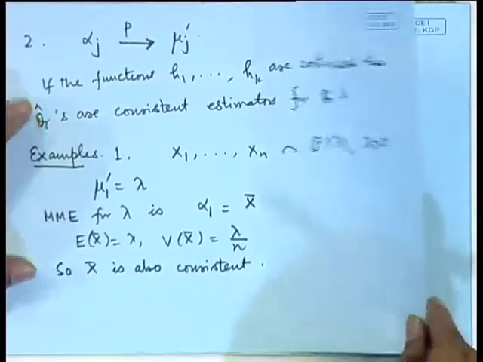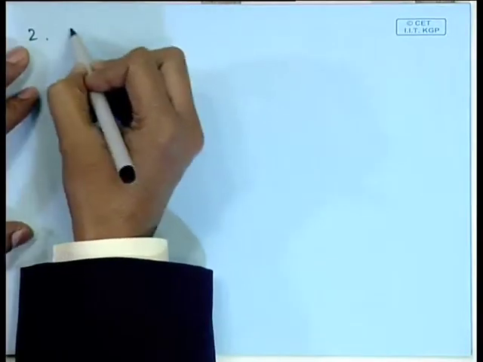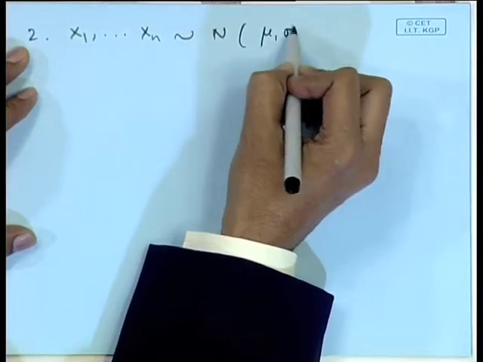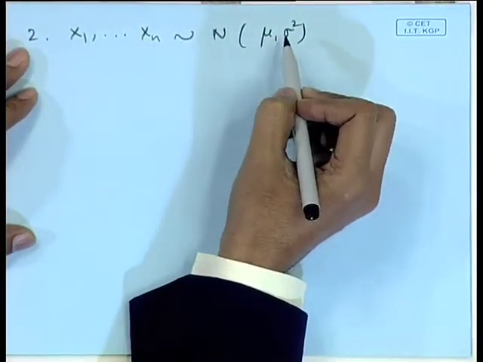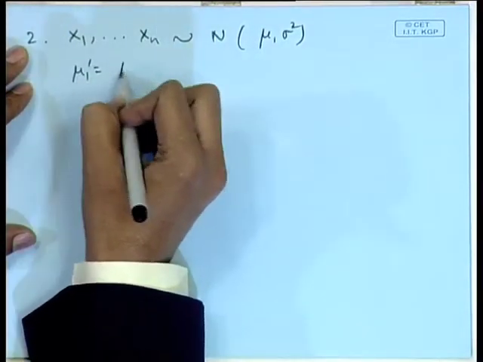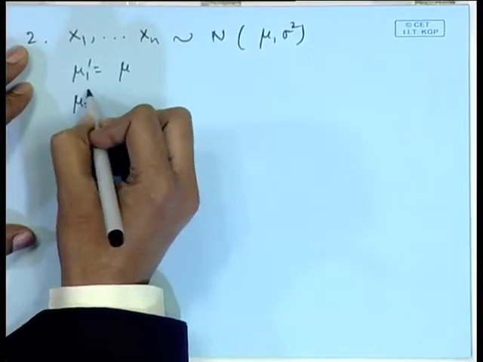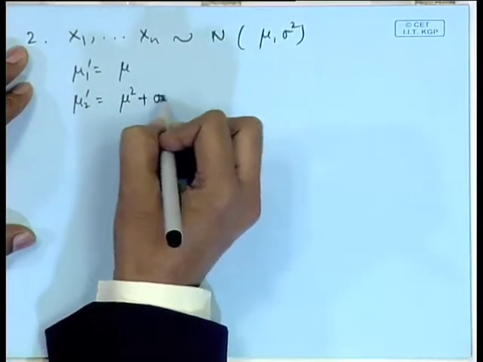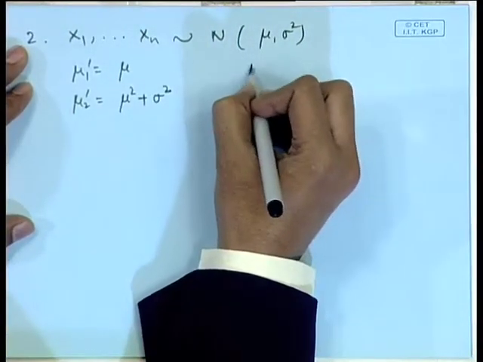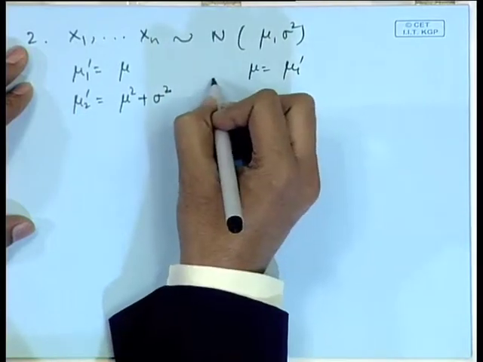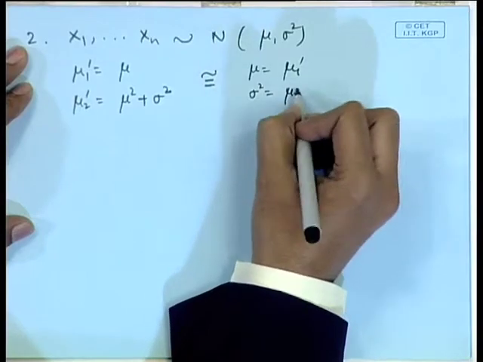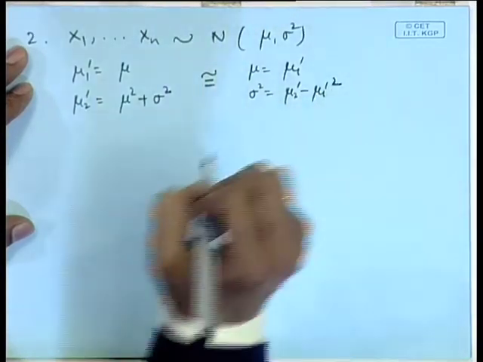Let me take another example. Say x 1, x 2, ..., x n follow normal mu sigma square. Now, this is a two parameter situation. So, we will write two moments. So, mu 1 prime is equal to mu. What is mu 2 prime? Mu 2 prime is mu square plus sigma square, that is the second moment. So, from here mu is equal to mu 1 prime, and sigma square is equal to mu 2 prime minus mu 1 prime square.